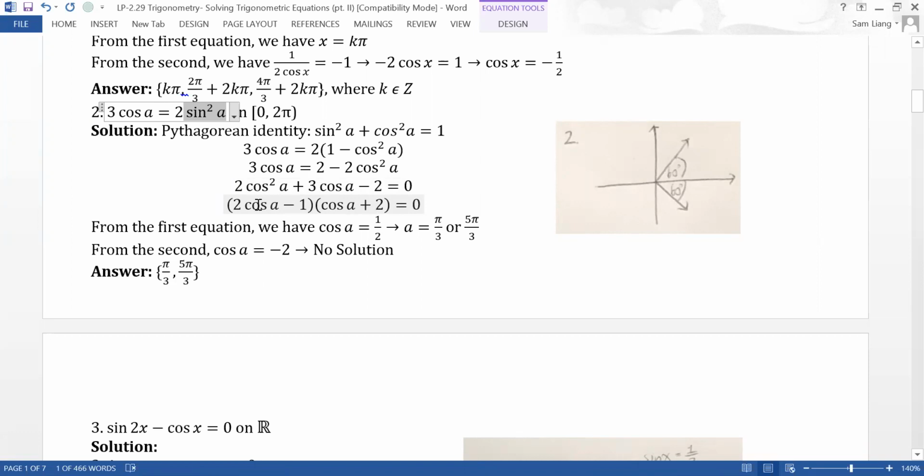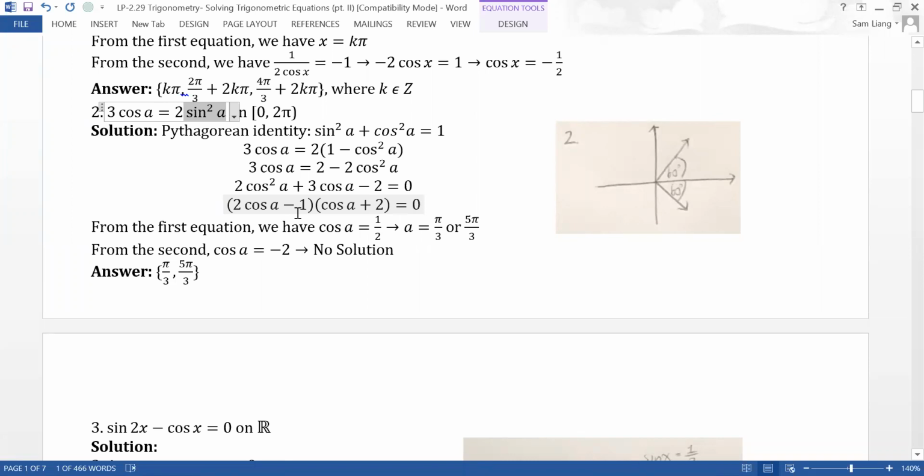right? Because 2 cosine A times cosine A is 2 cosine squared A. Then 2 cosine A times 2 is 4 cosine A. And then -1 times cosine A is -1 cosine A. If you add 4 cosine A minus cosine A, then you get 3 cosine A, which is the middle term. Lastly, you do -1 times 2, which is -2. Okay, so there you have your two factors.